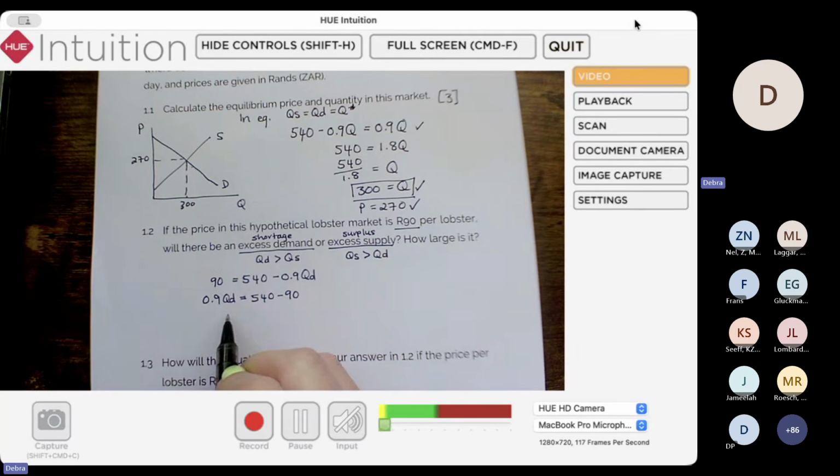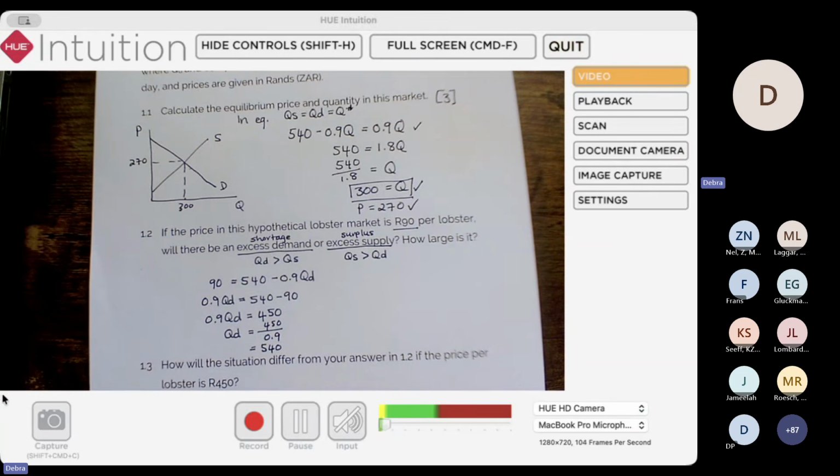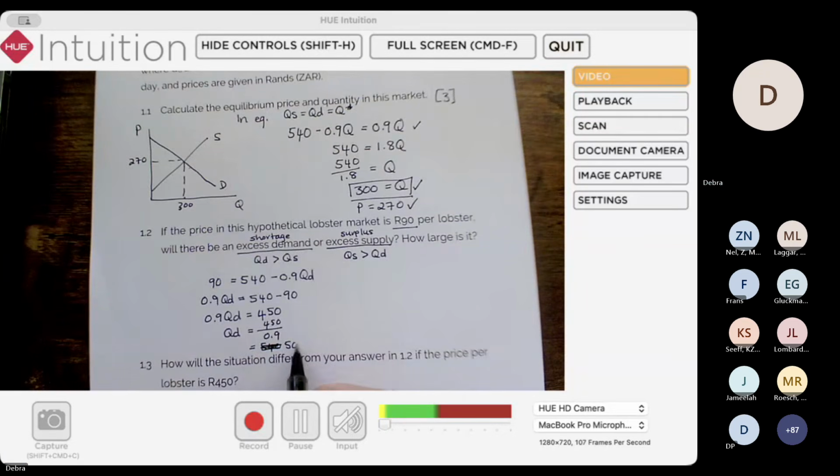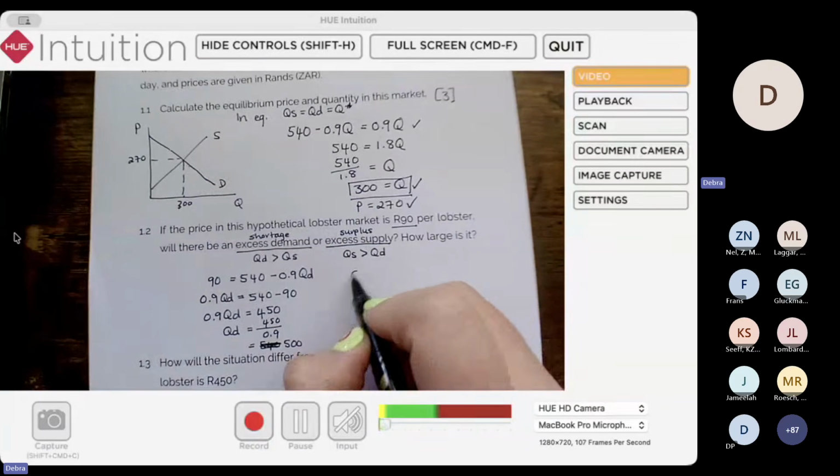Right. So then we have 0.9QD is equal to 450. So that must mean the quantity demanded is 450 divided by 0.9, and 450 divided by 0.9 is 540, if I'm not mistaken, but let me just double check. So 450 divided by 0.9, oh, sorry, 500. Yes, so 450 divided by 9 is 50 times 10 is 500. Okay, so we have a quantity demanded of 500.